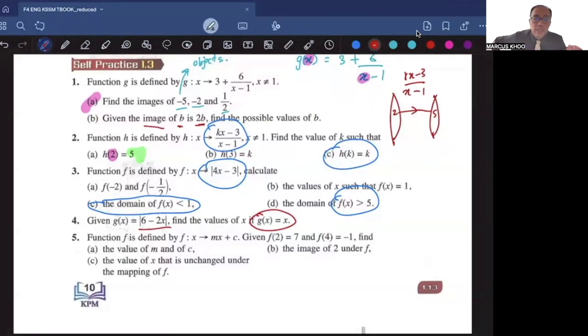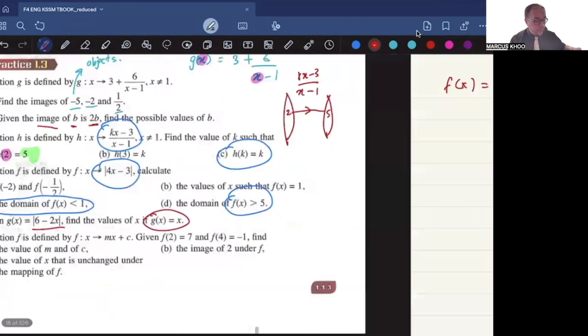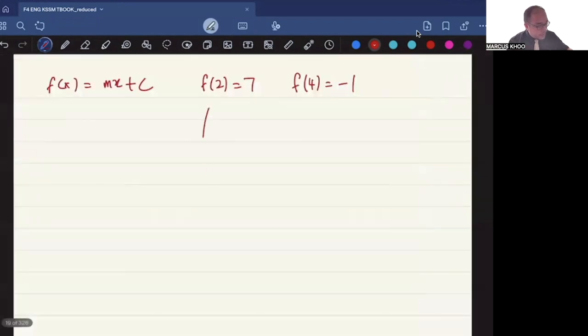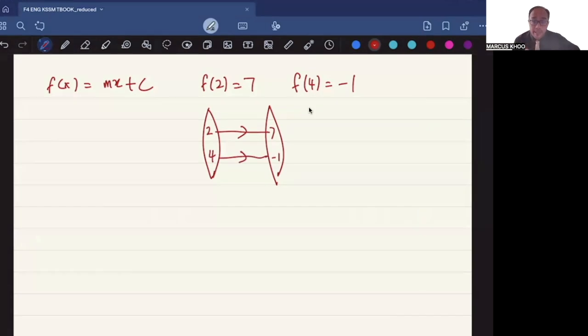Okay, our final question. The function is given over here, f(x) = mx + c. Then you're given two mappings: f(2) becomes 7, f(4) becomes -1. So if I map this, 2 will become 7, so the object will be 2 and the image is 7, and then f(4) will be mapped to -1. Let's put it into this function.